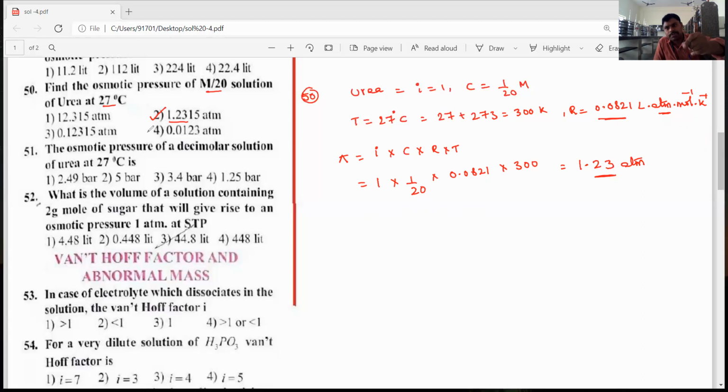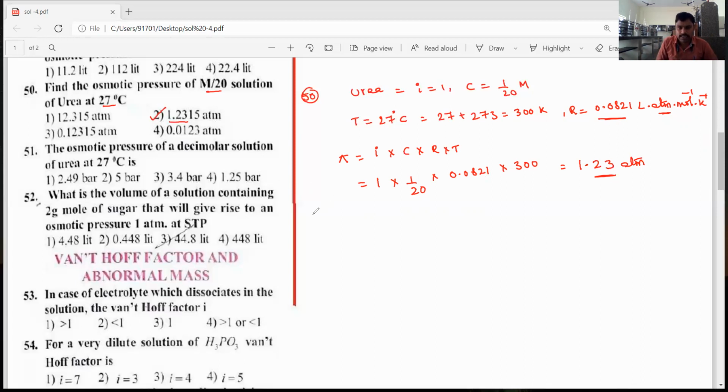So if the osmotic pressure is given in atmospheres, you have to take the R value 0.0821 liter atmosphere per mole Kelvin. If it is in bars, you have to take 0.083. If it is in joules or newtons, then you have to take 8.314 joule per mole Kelvin. So different R values we need to remember here.